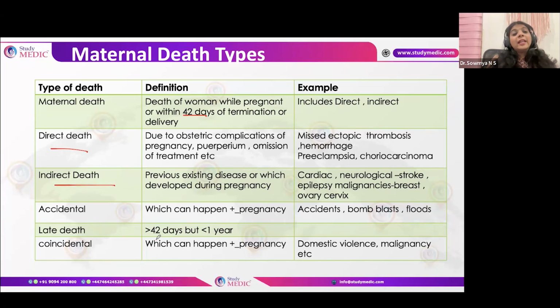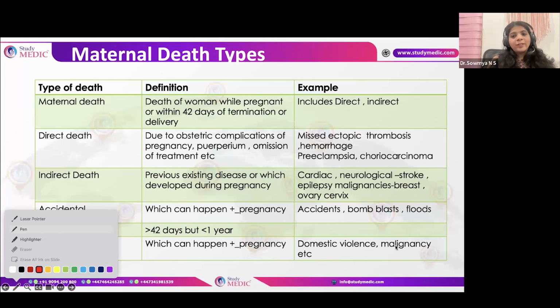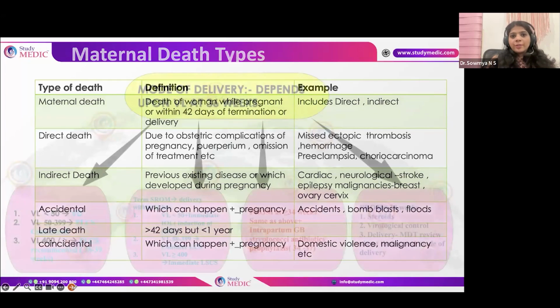Late maternal death, more than 42 days. That is more than 6 weeks, but less than 1 year. Remember, anybody who died more than 1 year after delivery, they are not considered as maternal deaths. Coincidental, like domestic violence and malignancies, could be part of it. Remember, choriocarcinoma is a direct cause of death because if she was not pregnant, she wouldn't have developed that. So otherwise, the rest of the things come under this one.